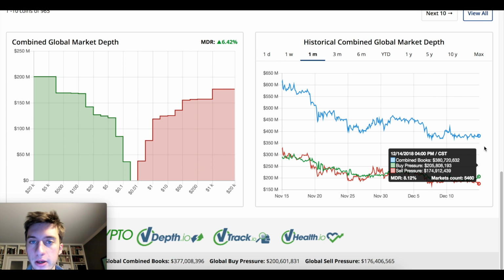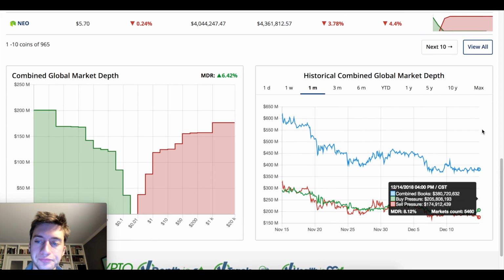So 8% across all cryptocurrencies combined. So it's more likely that I would say price is going to be moving up than price is going to be moving down in, I would say, the coming days. As long as MDR stays high, I think price is probably going to be moving up.